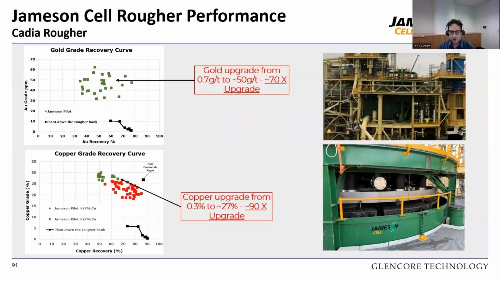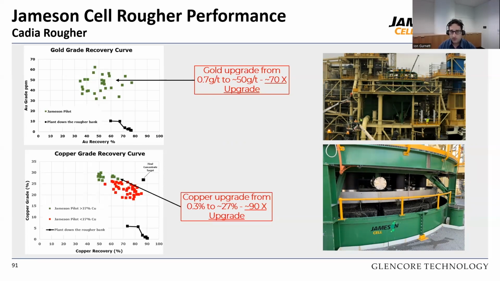Now, this cell, especially the cell at Cadia, was particularly a special cell. It was installed on the basis of previously done pilot work where an L500 was sent to site. What we did was we surveyed the existing bank. So in the graphs on the left, the black grade recovery curves are the existing surveys for copper and gold. And then we ran the pilot and saw what we could actually obtain with the same feed.